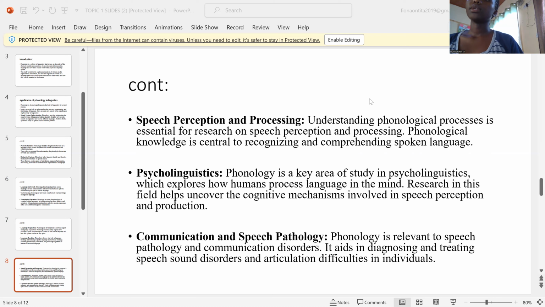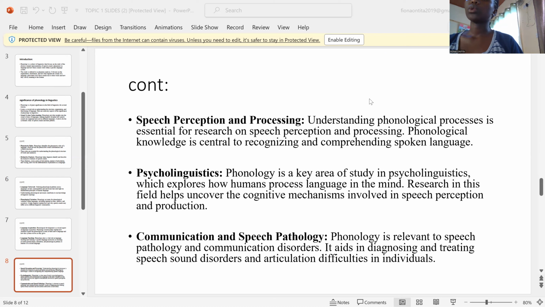We have psycholinguistics. Phonology is a key area of study in psycholinguistics, which explores how humans process language in the mind. Research in this field helps uncover the cognitive mechanisms involved in speech perception and production.